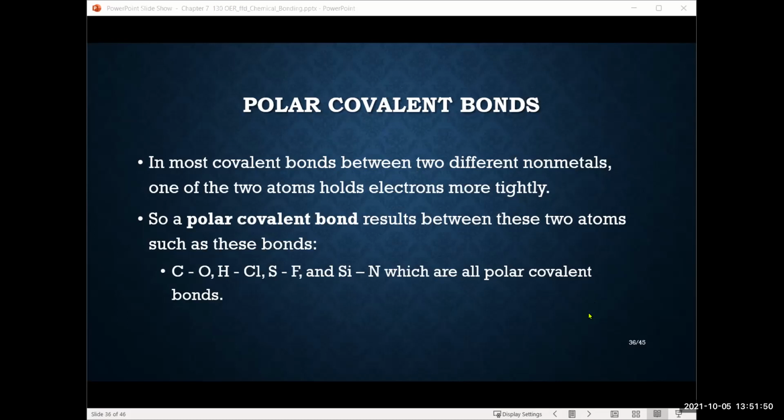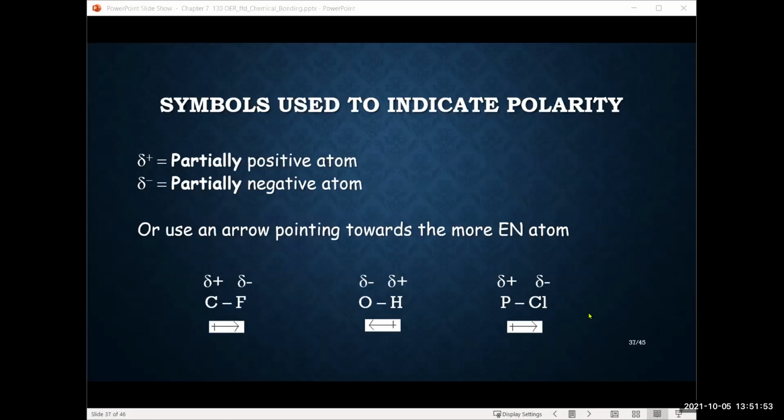You just find its position relative to fluorine. And so we draw the arrow, and we indicate the polarity in which direction. So for the partial symbols, partial positive and partial negative, you put the partial negative on the atom which is more electronegative.